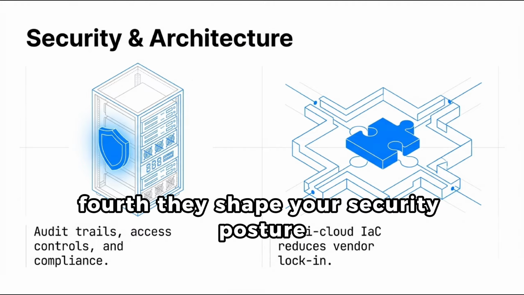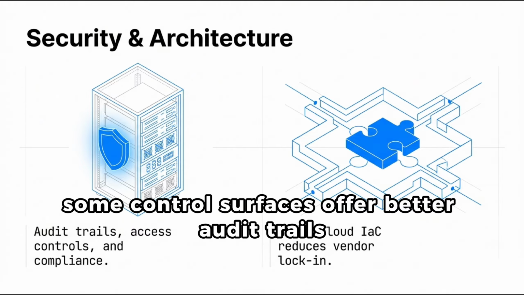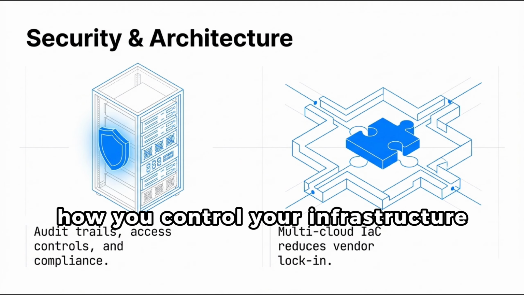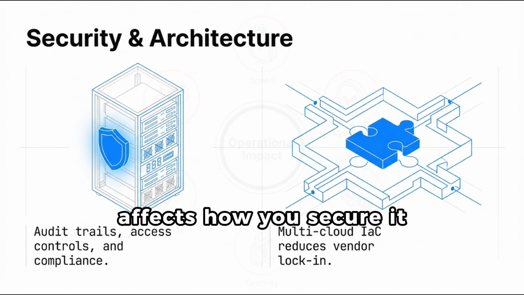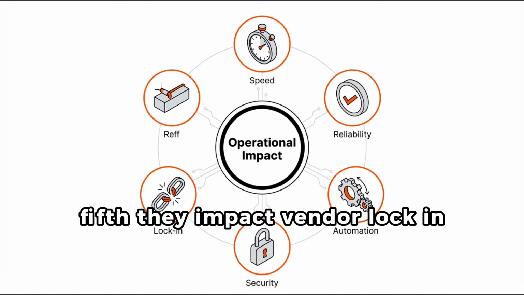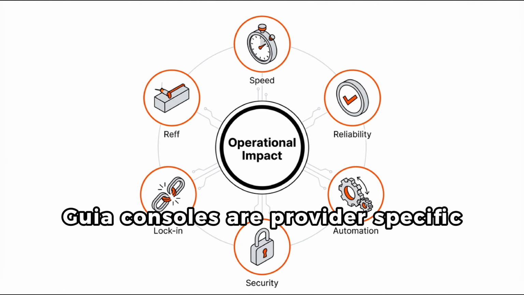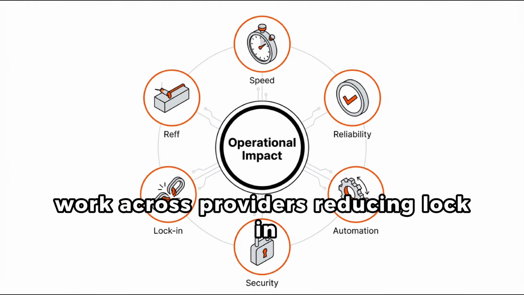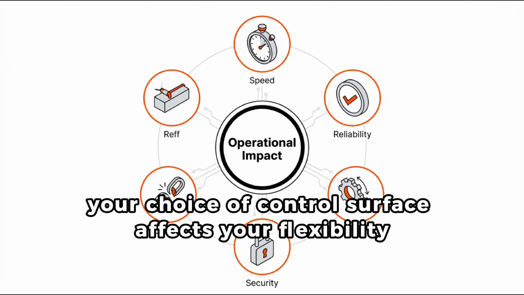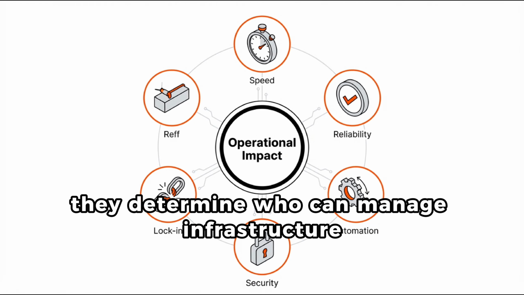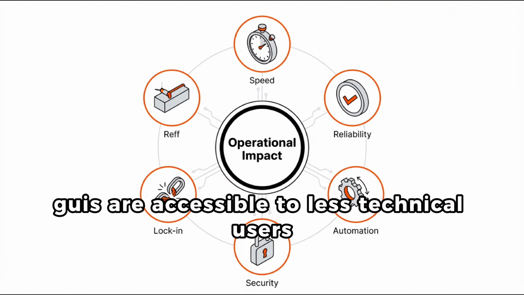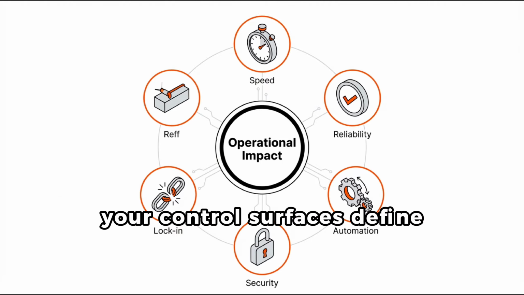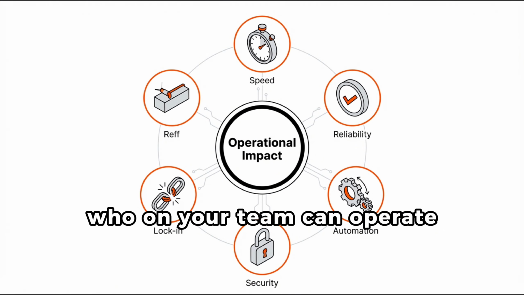Fourth, they shape your security posture. Some control surfaces offer better audit trails, better access controls, better integration with security tools. How you control your infrastructure affects how you secure it. Fifth, they impact vendor lock-in. GUI consoles are provider-specific, but multi-cloud IAC tools like Terraform work across providers, reducing lock-in. Your choice of control surface affects your flexibility. And finally, they determine who can manage infrastructure. GUIs are accessible to less technical users. APIs and IAC require coding skills. Your control surfaces define who on your team can operate the cloud.